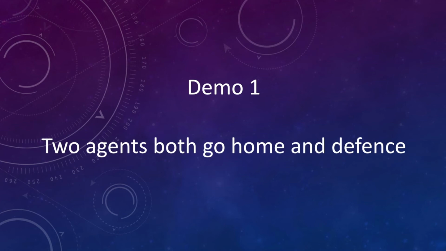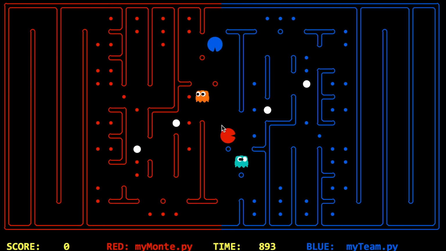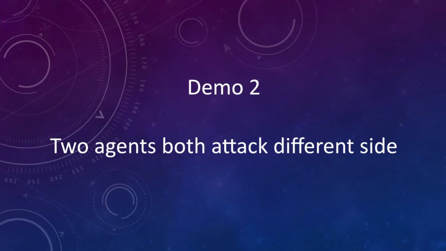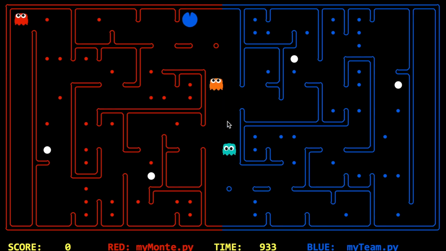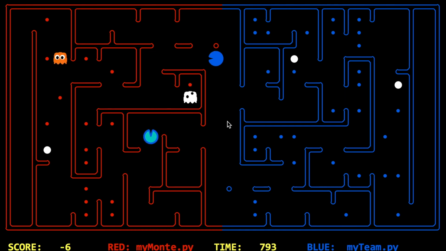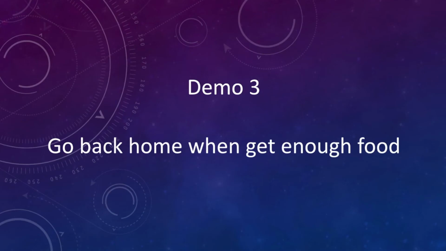For demo 1, we want to show that 2 agents both go home and defend. For demo 2, we want to show that 2 agents both attack on different sides. And for demo 3, we want to show that one of our agents goes back home when he gets enough food.